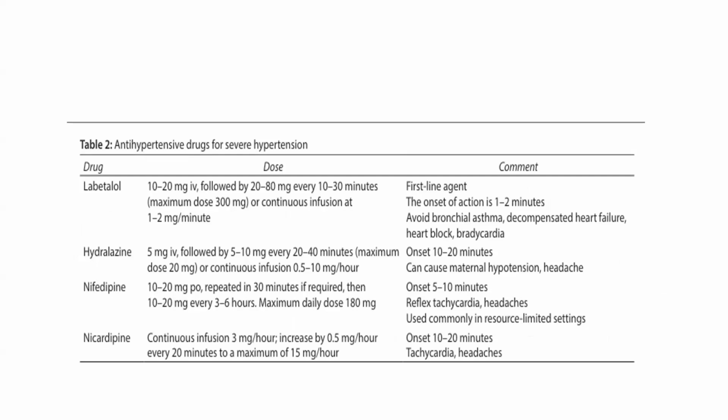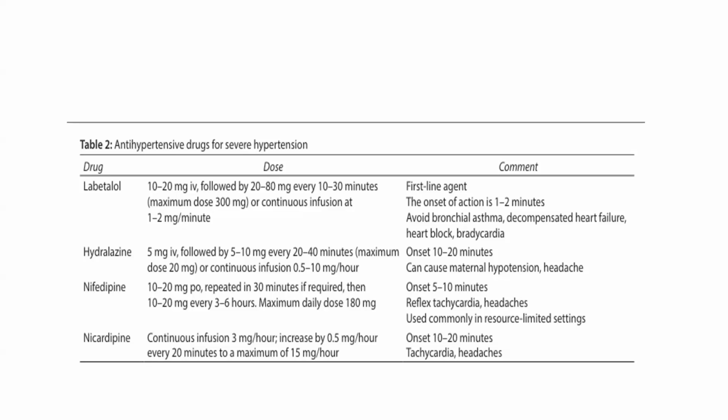So these are the various antihypertensive medicines that we are using for severe hypertension. So one is labetalol, that is 10 to 20 mg IV, followed by 20 to 80 mg every 10 to 30 minutes. Maximum dose is 300 mg. Continuous infusion at a dose of 1 to 2 mg per minute. It is the first line drug. Onset of action is 1 to 2 minutes. It should be avoided in situations like bronchial asthma, decompensated heart failure, heart block, and bradycardia.